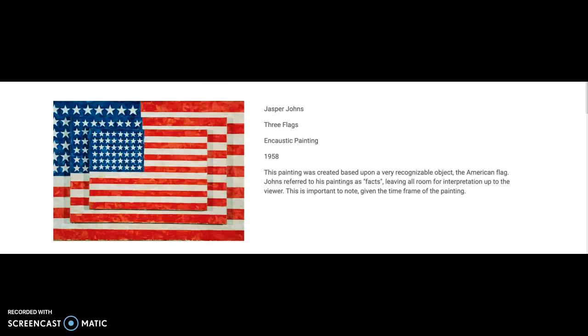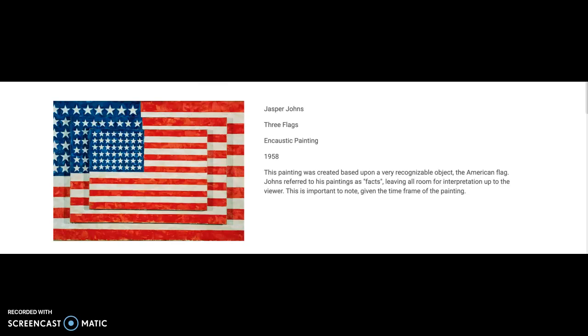Today I'm going to be doing a formal analysis of Three Flags, which is an encaustic painting by Jasper Johns. He created this piece in 1958, so we'll talk a little more about that later on, but keep that in mind as we go through an analysis of this piece and just try to learn a little more about it.